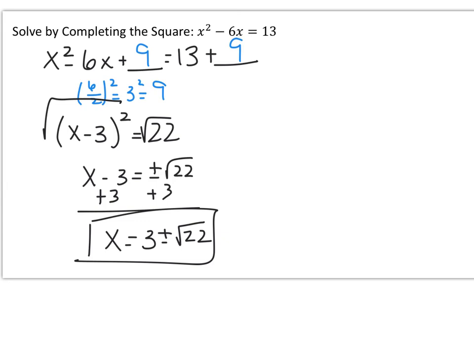So square root both sides to get rid of the square, you end up with x minus 3 is equal to plus or minus the square root of 22. Add 3 to both sides, you end up with x is equal to 3 plus or minus root 22.